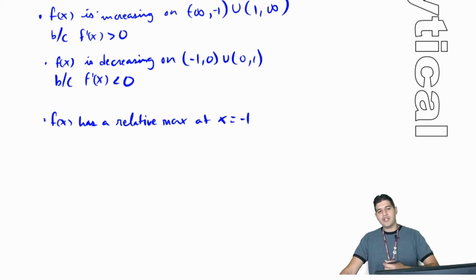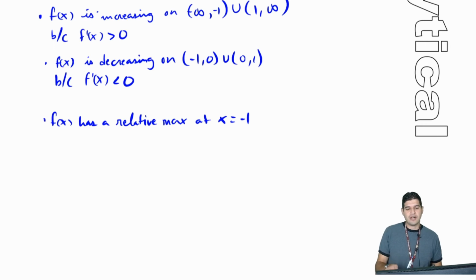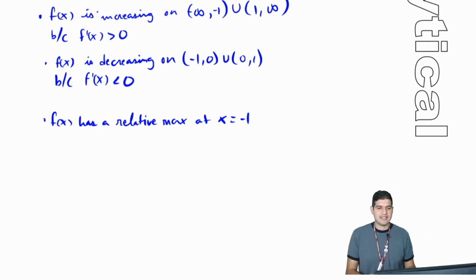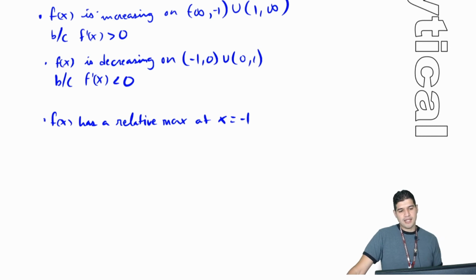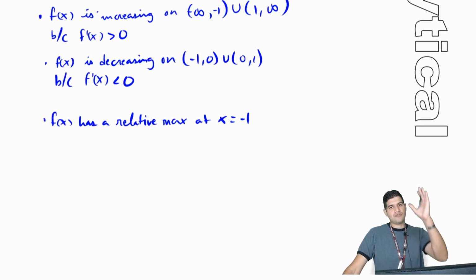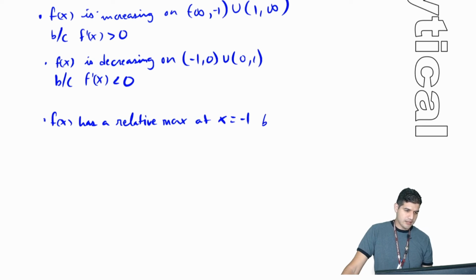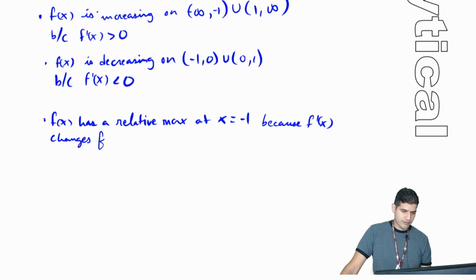The reason why I know that is because f prime of x is changing. f prime of x changes from positive to negative, so f is going from increasing to decreasing.